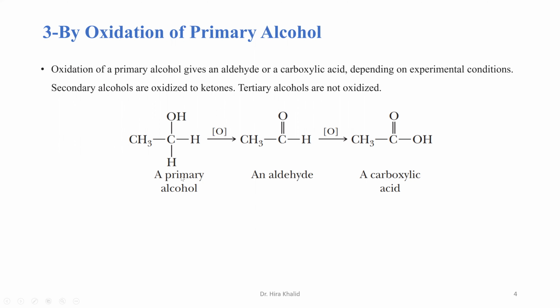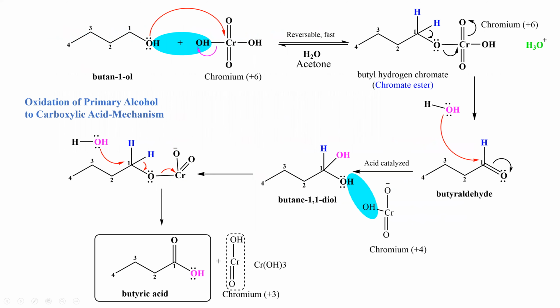So we are treating the primary alcohol. This oxygen in brackets indicates that we are going through the oxidation step. That generates an aldehyde, which, on the second oxidation step, will go to the carboxylic acid. Now we'll see what the reaction conditions are and how we convert the primary alcohol into the aldehyde and then eventually to the carboxylic acid.